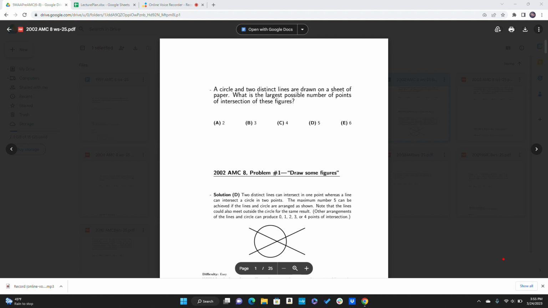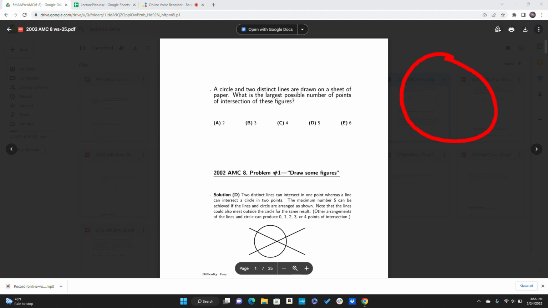So we've got a circle with two distinct lines drawn on a sheet of paper. What is the smallest possible number of points of intersection of these figures? Okay, so we've got a circle, and we want two lines that are different, right? So we can't just draw one line and then another line on top of it. We want the largest possible number of points of intersection. So ideally, we have as many points crossing as we can.